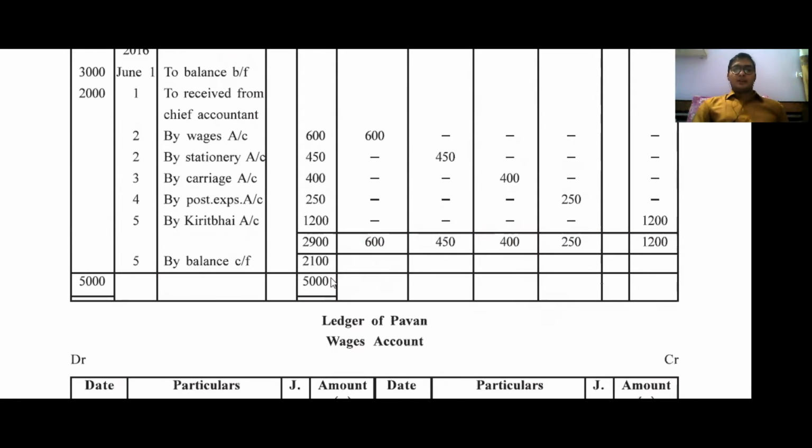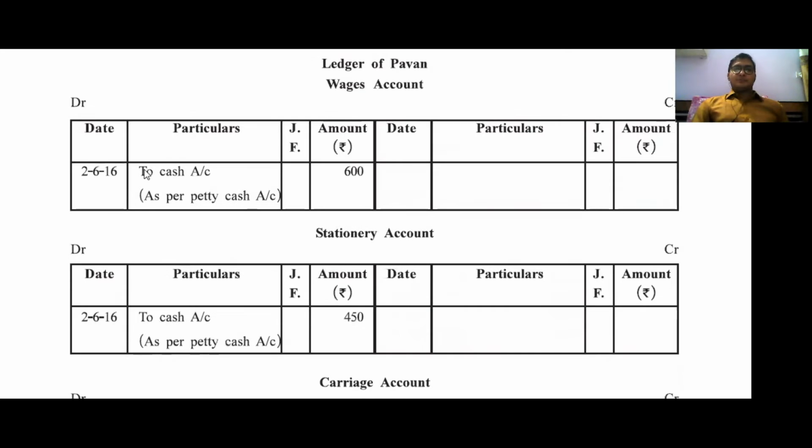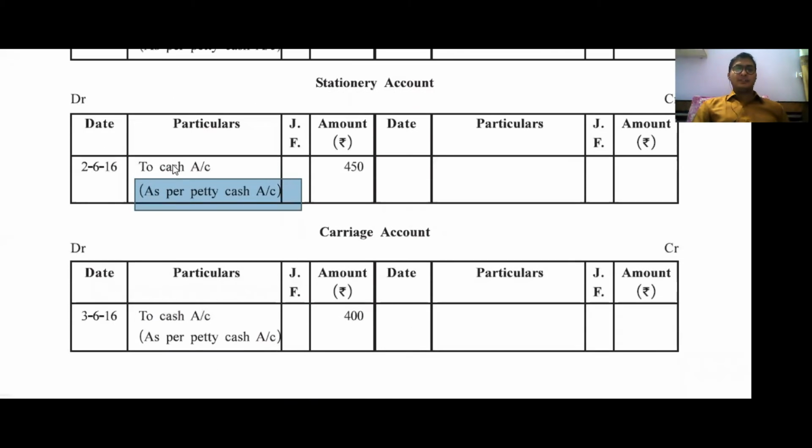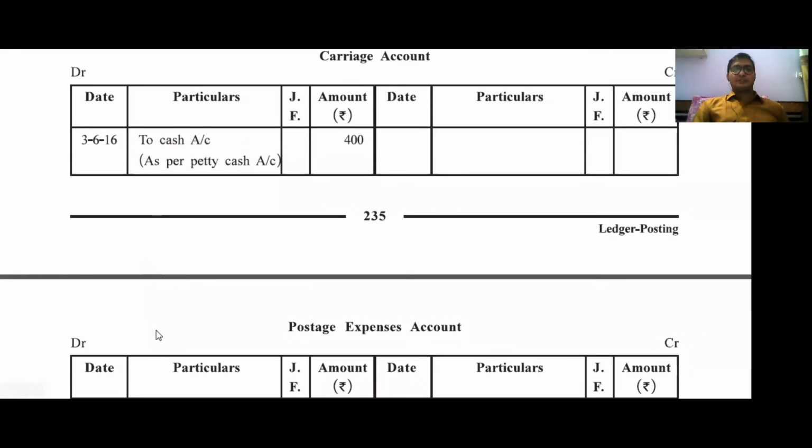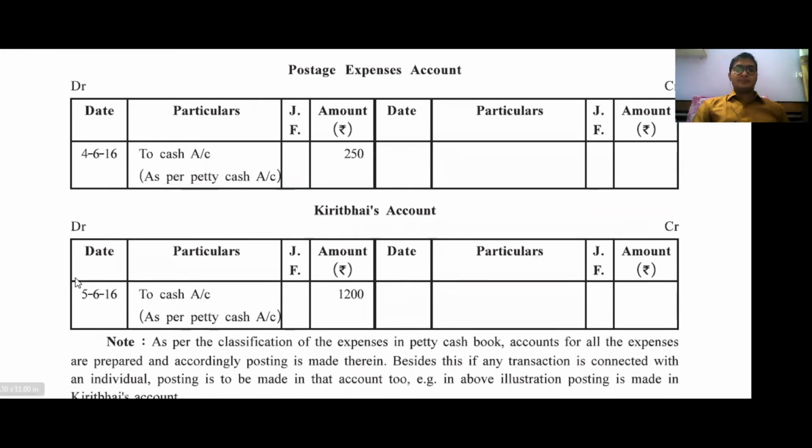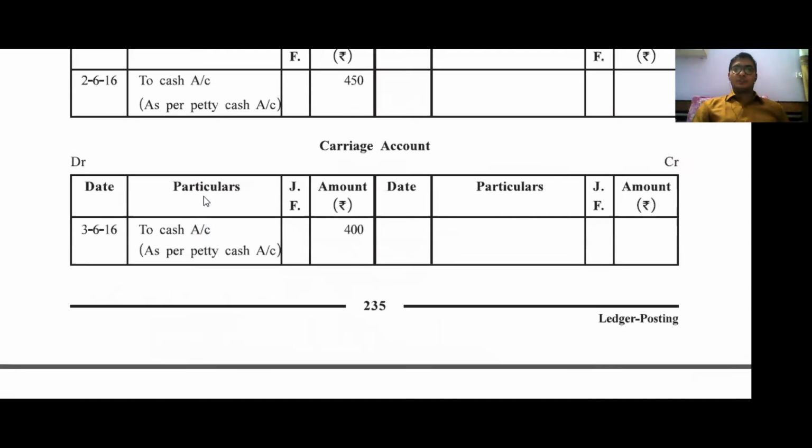Done. Now in the particular column we have to write 'To cash' as per the petty cash book. In each account the particular remains the same, but the date changes as per the transaction given in the question. So it is very simple and a very small sum.